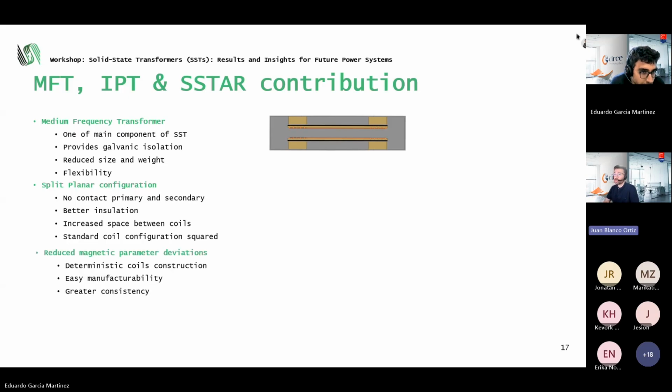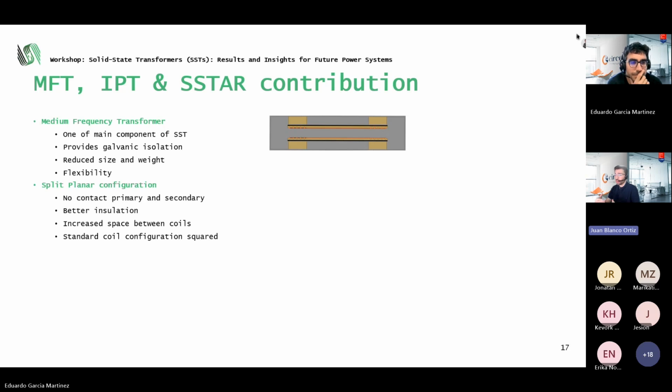So why did we choose to go with the split planar configuration? We have better insulation since primary and secondary are completely separated. There is increased space between the coils that will be useful afterwards for the thermal design. And also here the usual configuration is a square, I mean, one coil on primary, one coil on secondary.